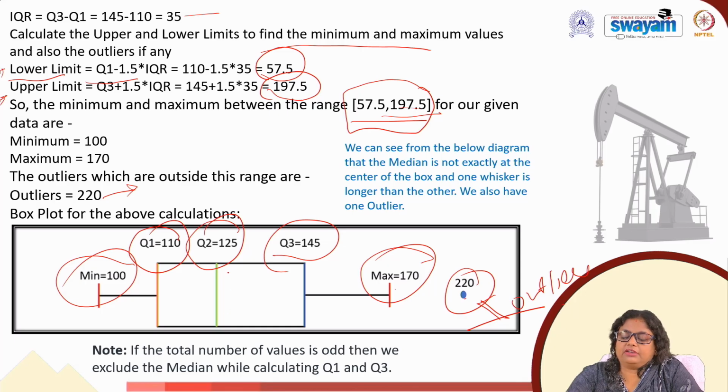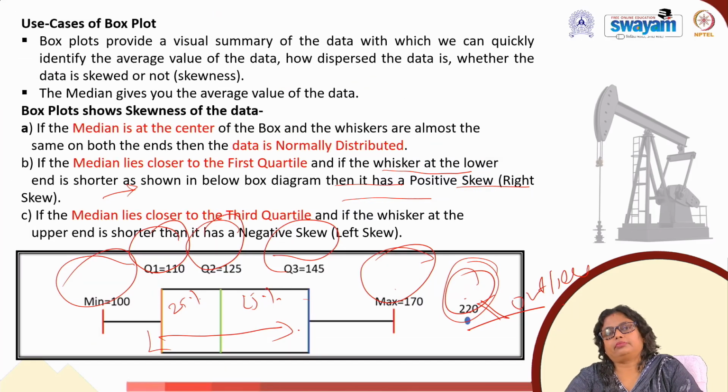So what can we see here? This is not a 25% division, we cannot call it that. The IQR is this range, and it is not 50%. From the diagram, the median is not exactly at the center of the box, it is slightly off center. And one whisker is longer than the other one. This whisker is longer than this one. We also have one outlier here. So this is the interpretation of this box plot. Now we have an idea of the box plot.